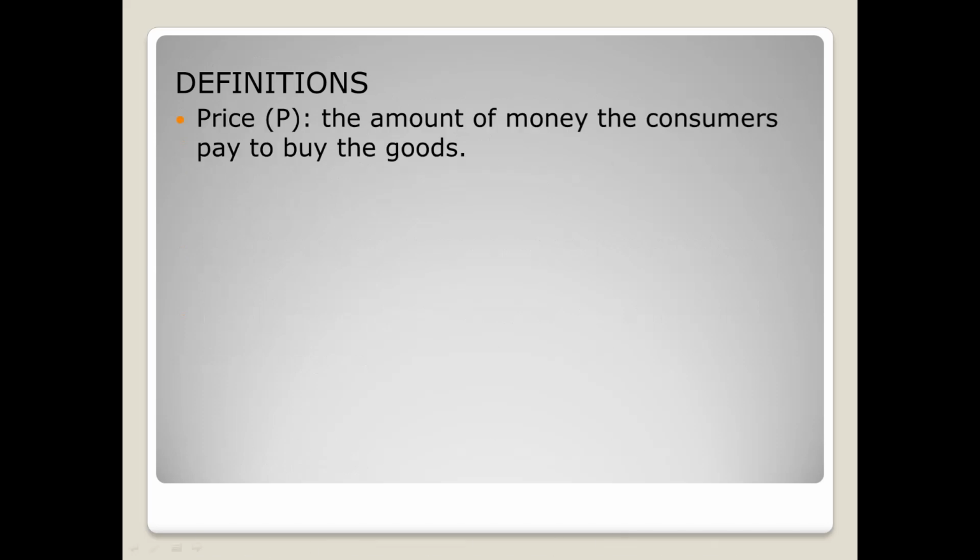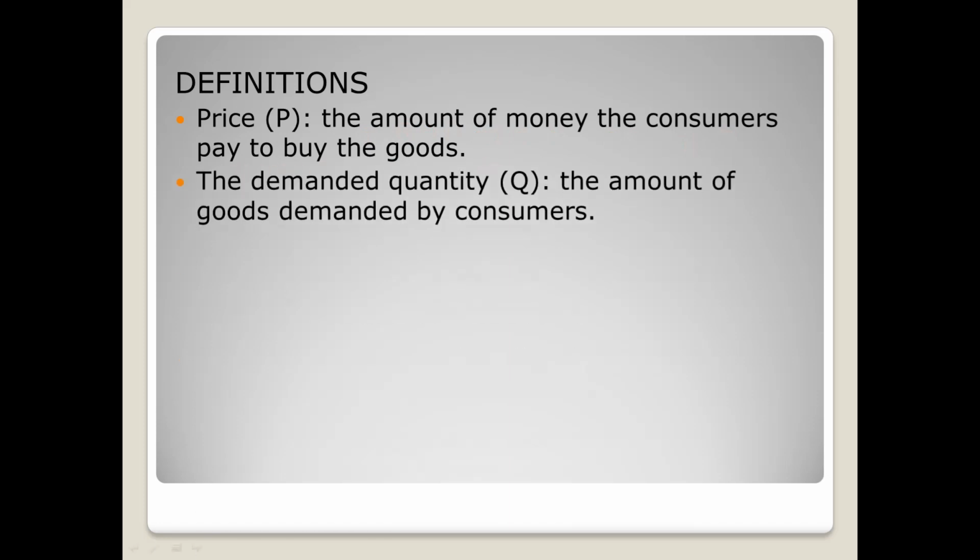Those quantities that I'm going to define, we will be using them when solving questions. The first quantity is the price. We use the symbol P to denote the price, and this price is defined as the amount of money the consumers pay to buy the goods. The next quantity is the demand quantity. We came across this quantity before, quantity demanded, which is the amount of goods demanded by consumers.